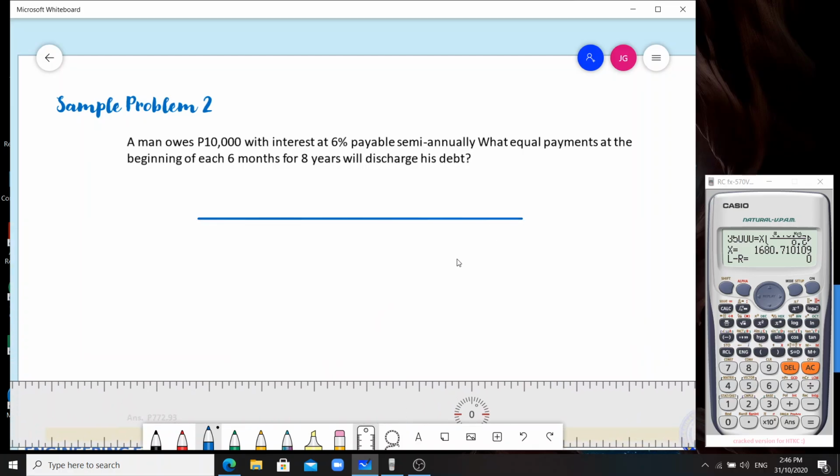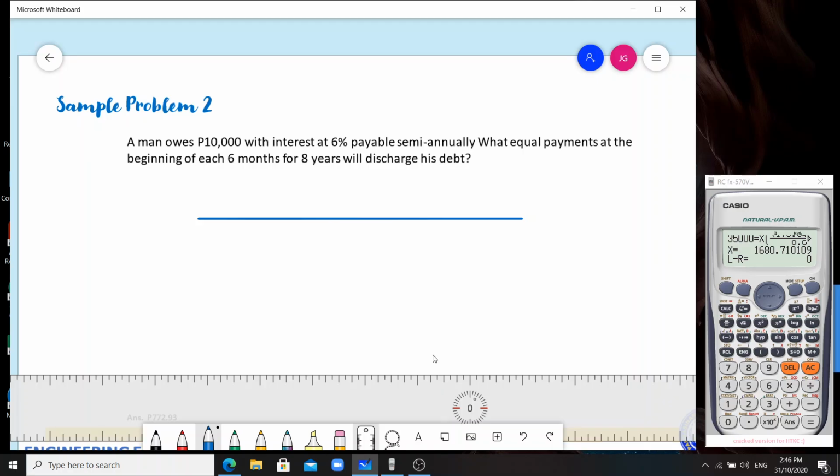8 years. Okay, so 8 years. So, 1, 2, 3, 4, 5, 6, 7, 8. Pero ito ay every 6 months. So, hatiin pa natin. 1, 2, 3, 4, 5, 6, 7, 8. Kasi every 6 months. So, sa isang taon, merong dalawang period. Okay. Ayan. Now, umutang siya ng 10,000.